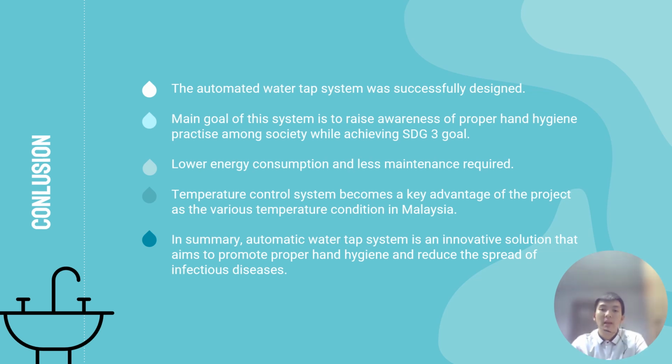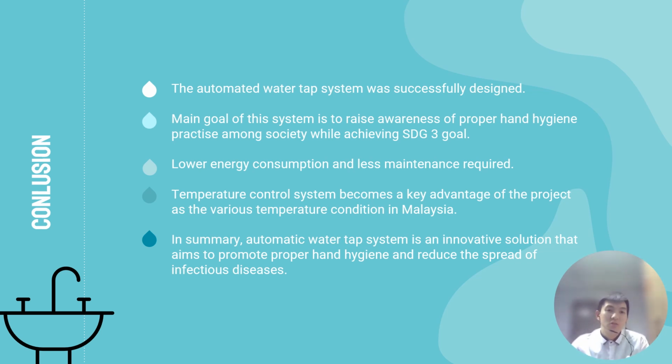Concept 3 was selected in this project as it has several outstanding advantages such as lower energy consumption and also less maintenance required for this system. The temperature control system became a key advantage of the project as well, as there are various temperature conditions around Malaysia. Then it offers users the option to choose the water temperature that is the most comfortable for them.